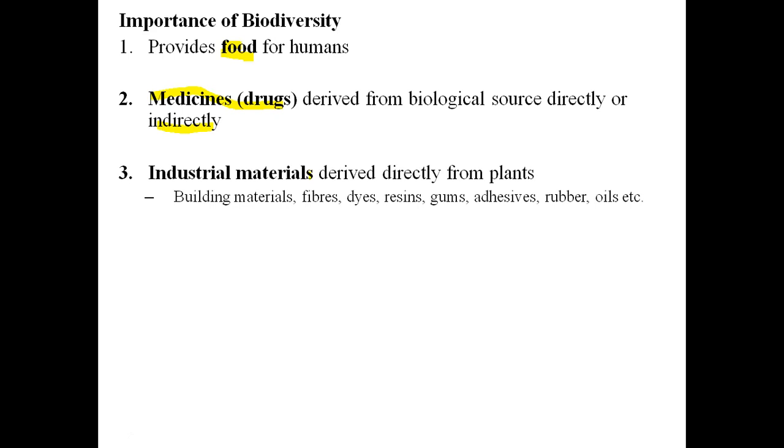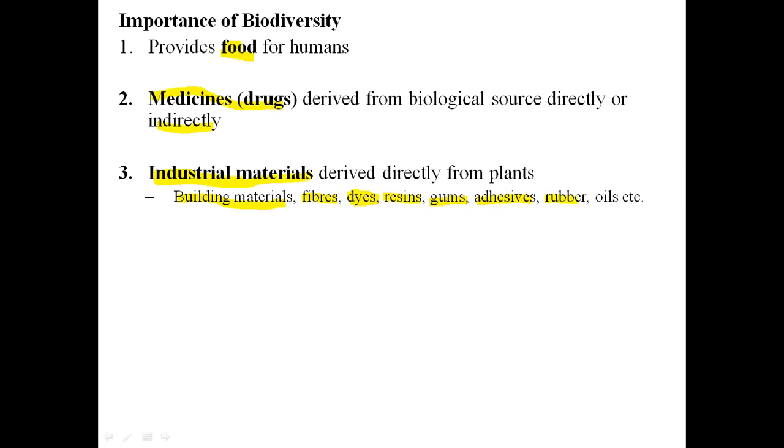Building materials and industrial materials can also be derived directly from the plants. For construction purposes, plant products are used, or fibers are also taken from the plants. Some dyes are also extracted from the plants. Resins: whenever we cut the plant, some liquid sap will come out, and later on this liquid sap will be solidified, and it is the resin which we generally use in different medicines or industries also. Gums are extracted from the plants. Some adhesives are also extracted.